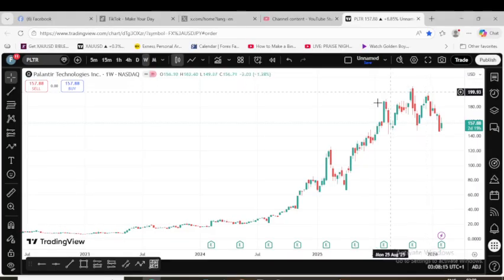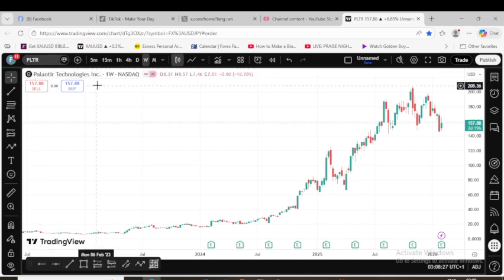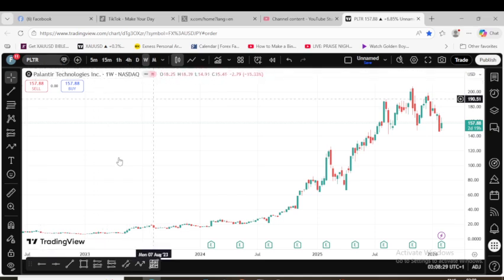Alright, good morning everyone, and today we're going to be doing top to bottom analysis on Palantir. I'm not sure if I'm pronouncing that right. Palantir, Palantir Technologies Incorporated, starting on the weekly time frame.